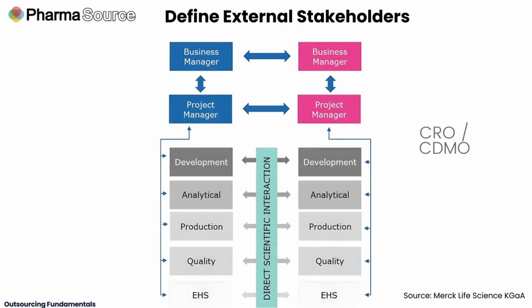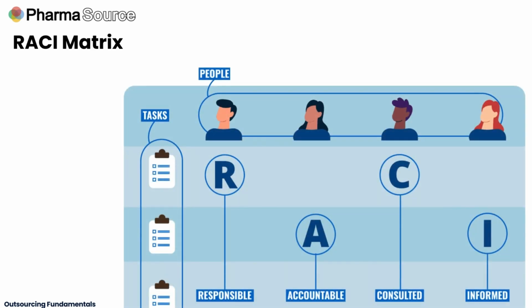Having established your internal team, the next step is to define external stakeholders within the CRO or CDMO, so that you can pair your experts up with theirs. While the outsourcing relationship will be managed day-to-day by your project manager or external manufacturing business manager, the aim is that subject matter experts can have a direct line of communication with their counterpart as and when they need it. As can be seen in this diagram, courtesy of Merck Life Science. In order to clarify who does what, a RACI matrix is a useful tool.